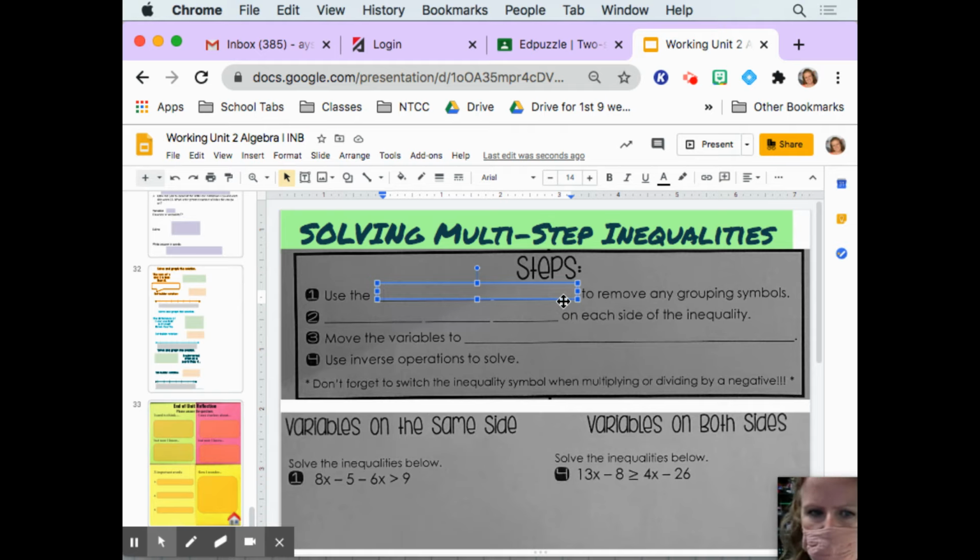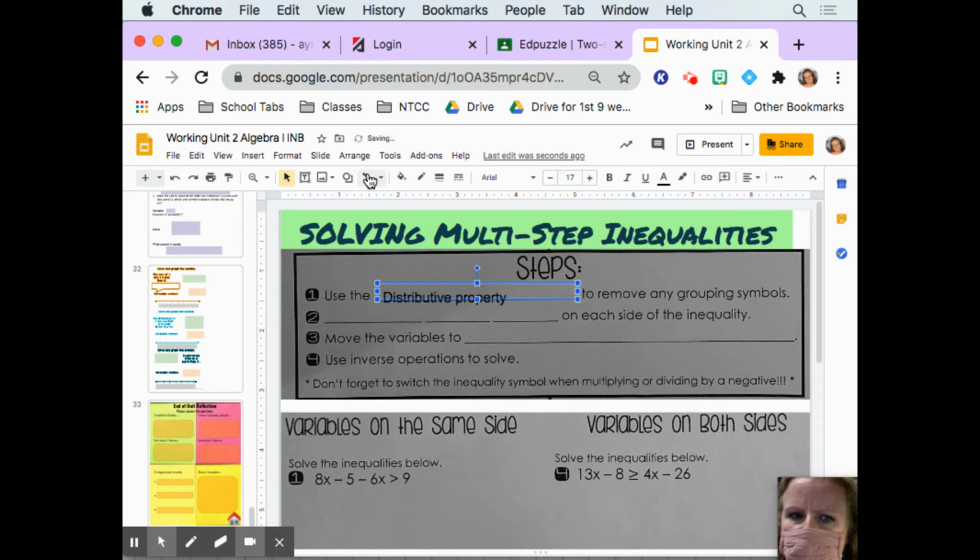Distributive, yes. So use the distributive property. So make a text box. Make it just a little bigger. And I'm going to make it where it has blue in the background. Use the distributive property to remove any grouping symbols.